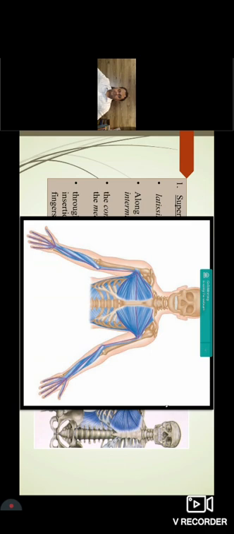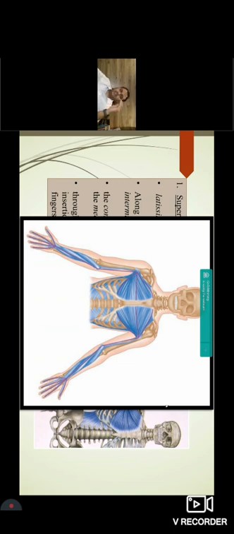Initially, the local problem was in his left hand fingers. There was no strength as such, and he was not able to close his fist completely. But after pressing down the trigger points in the upper back region and upper arm region, he felt like he had gained his force. Okay, brilliant. That is excellent.